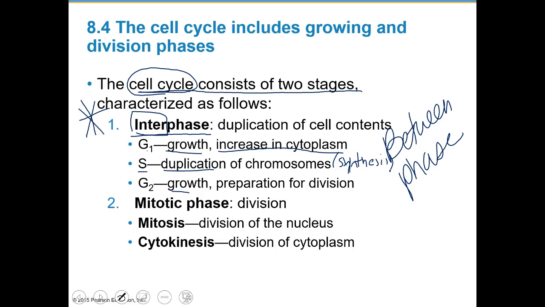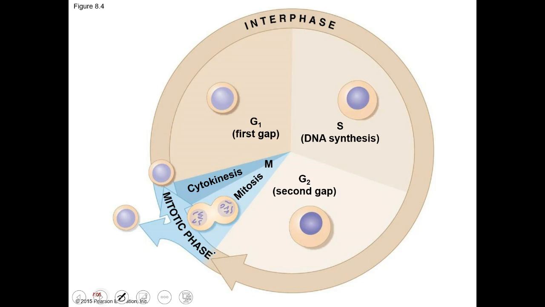G2 is really preparing for division. It's like, all right, we have committed to this whole mitosis thing. We're going to do it. Let's prepare for it. The second phase is called the mitotic phase, and this is where we'll undergo mitosis and a separate thing called cytokinesis. Cyto means cell, kinesis means movement. We're going to move the cells apart. This is an important slide, so make sure you take some time on that one.